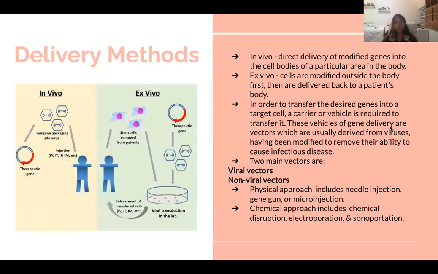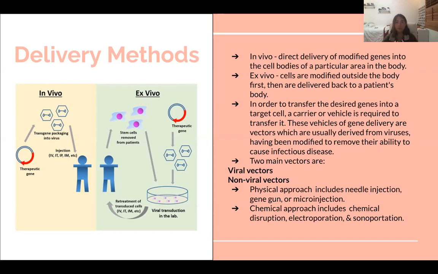Now, there are multiple delivery methods. The first one is in vivo, and this is when you directly deliver a modified gene into the patient. Whereas ex vivo, you take the genes out of the patient and then you modify them, then transfer them back into the patient. But in order to transfer the desired genes into our target cell, a carrier or vehicle is needed to do this. And these vehicles for gene delivery usually have vectors, and these vectors are from viruses, but these viruses are edited so they don't have the infectious disease, they just assist in the process.